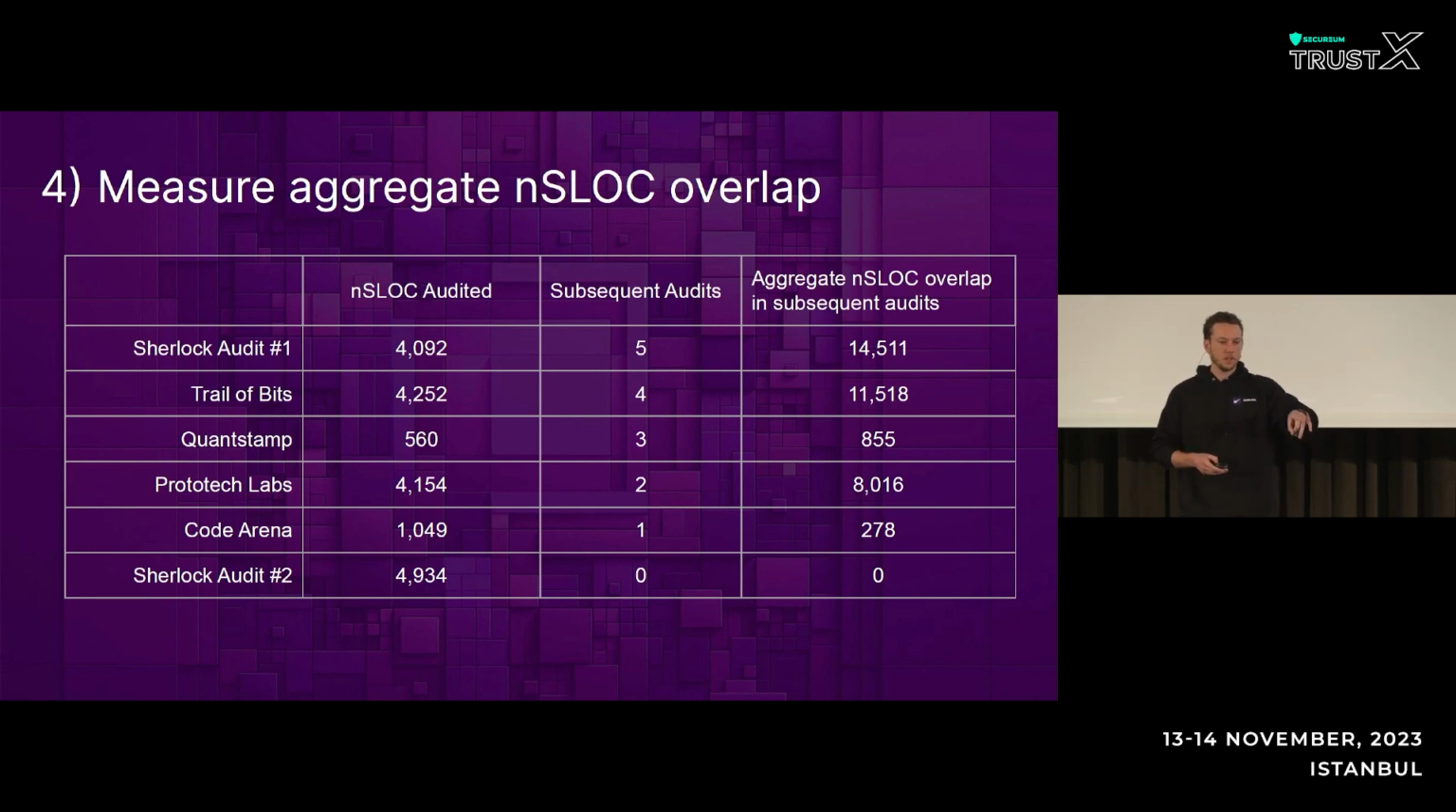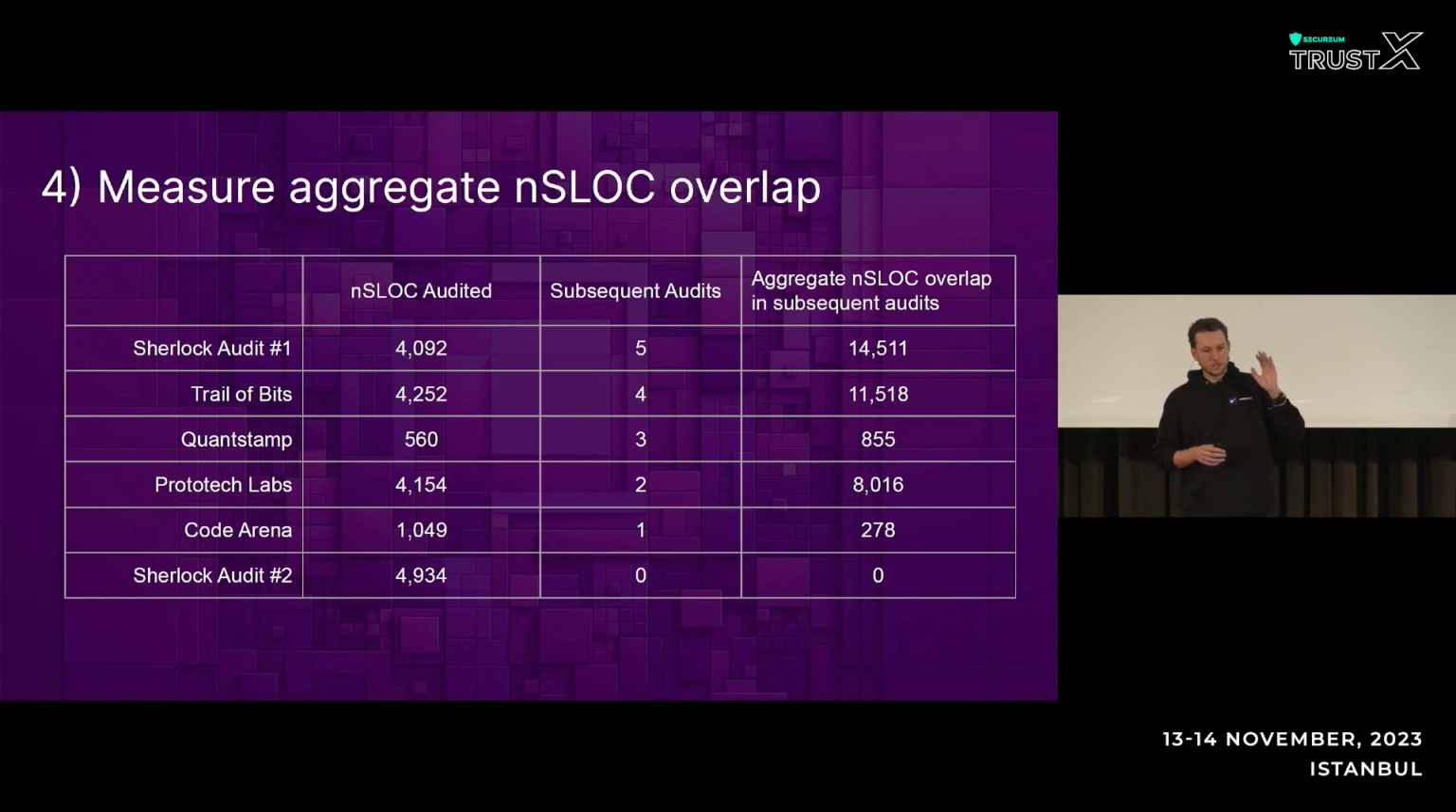So you can see here, first column is how much NSLOC each one of these audited. You can see obviously subsequent audits. These are chronological. So Sherlock audit number 1 had 5 audits after it. The Trail of Bits audit had 4 audits after it. The aggregate NSLOC overlap in subsequent audits. This is effectively the surface area of, or the amount of eyeballs and kind of attention that was put on the same NSLOC by the preceding audit firms.